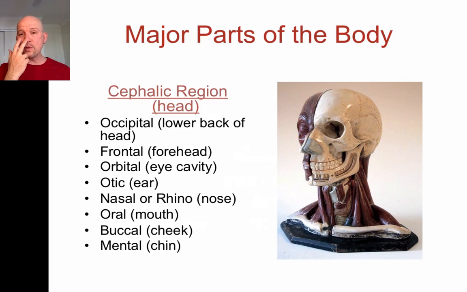Nasal or rhino means the nose. Rhinorrhea, rhinoplasty is an operation on the nose. Oral is the mouth. Buccal is the cheek. Sometimes you'll administer medication buccally, which means you're putting it inside the cheek. And the mentum is the chin.